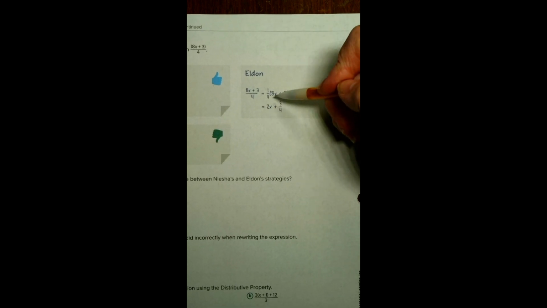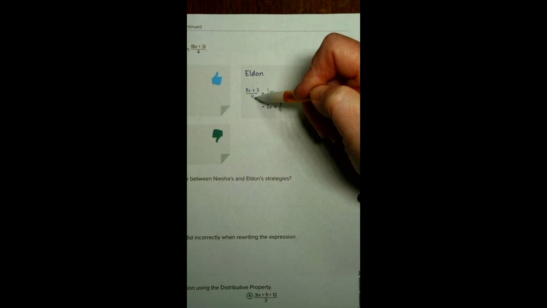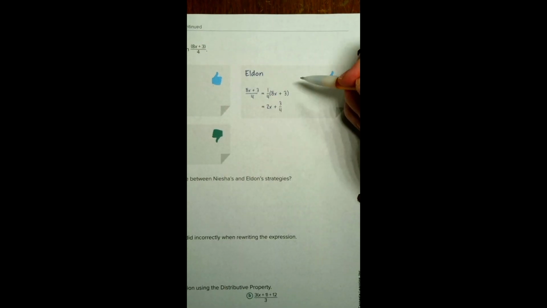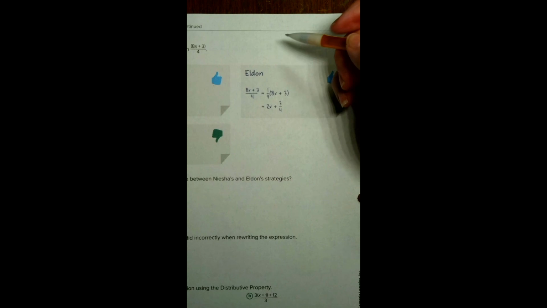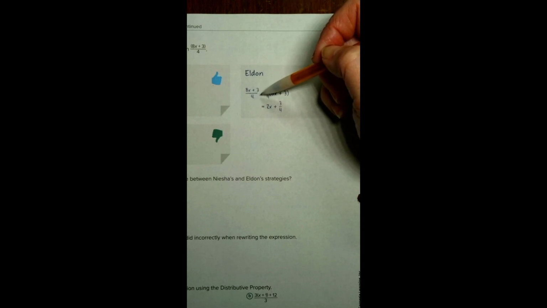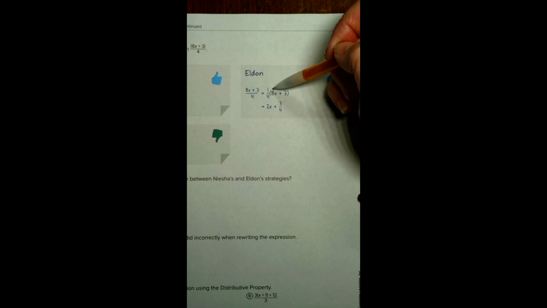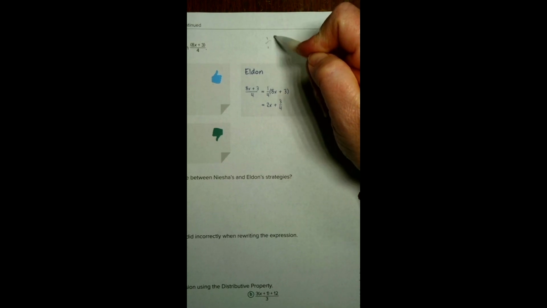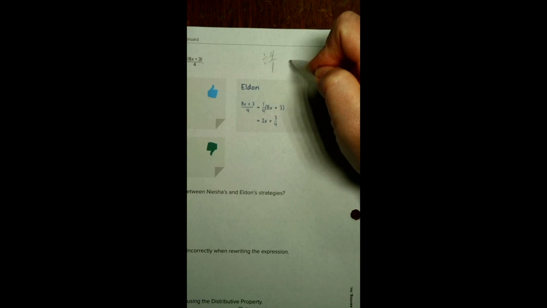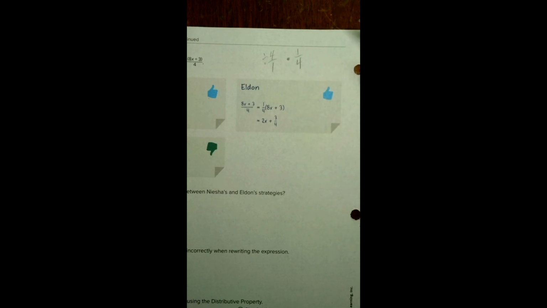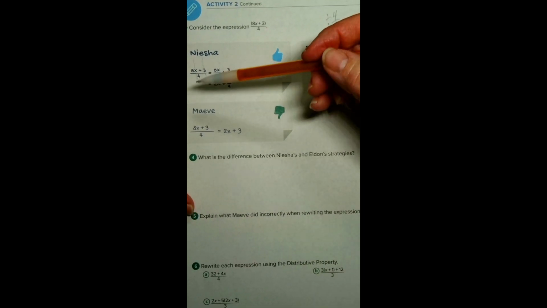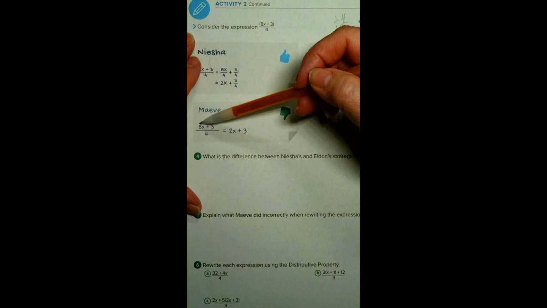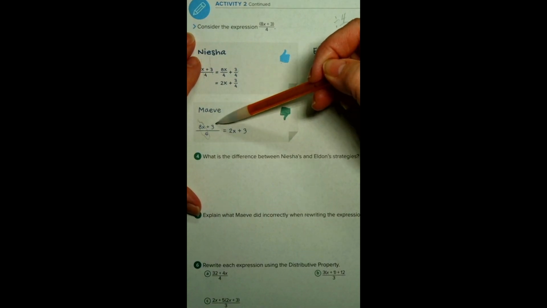Okay, so it looks like Eldon took the 4 and realized that it was the same as 1/4. Multiplying by 1/4 is the same as dividing by 4, and we've done that all year, way back in the beginning of the year. Dividing by 4 is the same as multiplying by 1/4. Remember, instead of dividing, we would multiply by the reciprocal. Okay, so that's what he did. And then Maeve just simplified this part to get the 2x and then just left the 3.